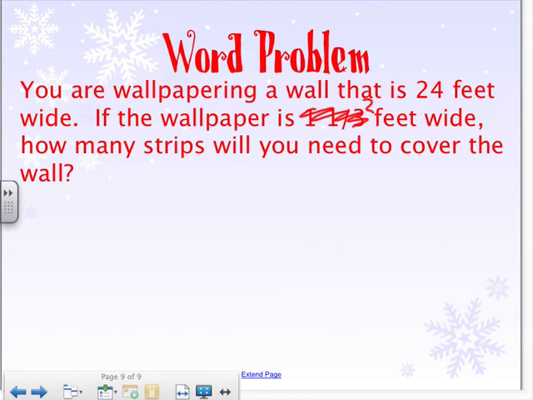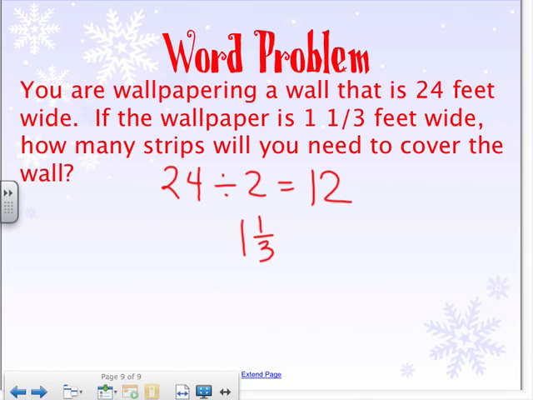You're wallpapering a wall that's 24 feet wide. If the wallpaper is 2 feet wide, how many strips will you need to cover the wall? For some reason now I see, oh, that's really easy. 24 divided by 2, I need 12 strips of wallpaper, okay? So a lot of times it's a lot more obvious when you make it into whole numbers. Then when you make it into a whole number, you can just go back now, and what was 2 is really 1 1/3. So instead of writing 2, I'm going to write 1 1/3, okay? So it's a trick you can use: change everything to whole numbers, figure out what you have to do, and then just sub back in whatever fraction you have.